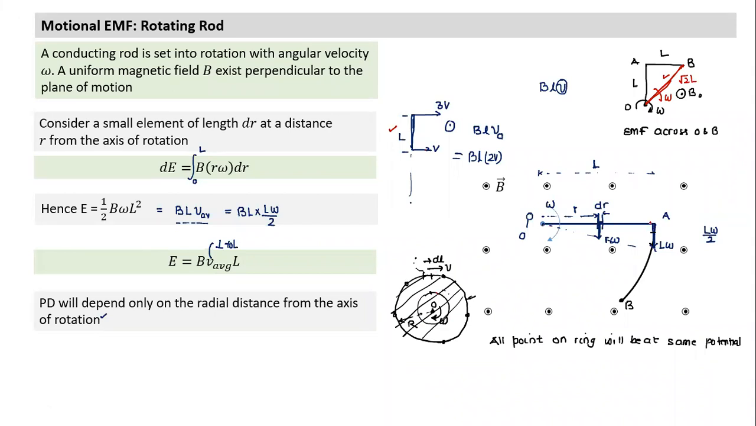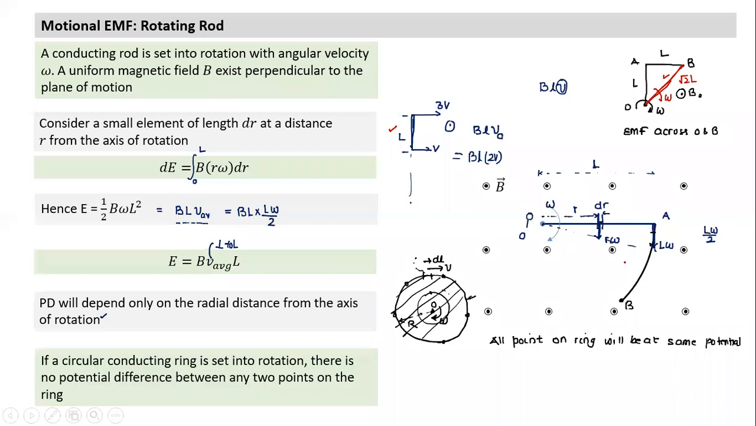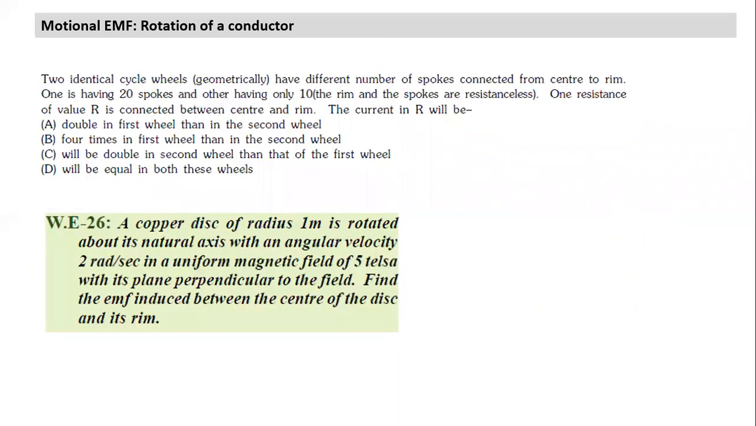One more example I give is something like this. If a circular ring is set into rotation, there's no potential difference between any two points on the ring. Let's look at some simpler applications. Read the first two questions.